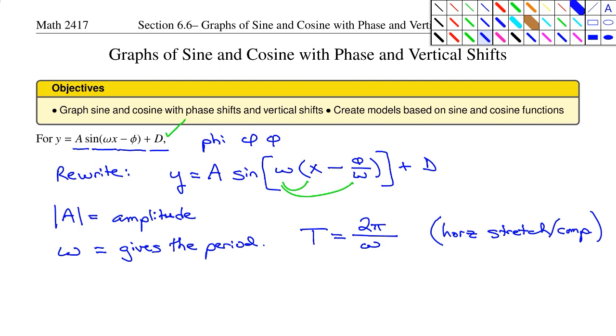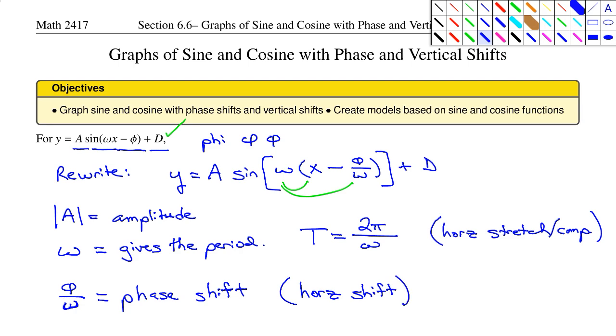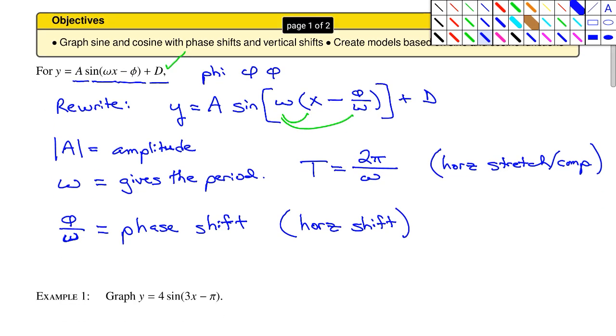Next, we look at this whole number as one thing, this phi divided by omega. That is the phase shift. And the rules for phase shift apply just like they applied for horizontal shift from college algebra. If it's minus that number inside, then it's to the right. If it is plus that number on the inside, then it's to the left. Finally, we have the d, which is just the vertical shift.